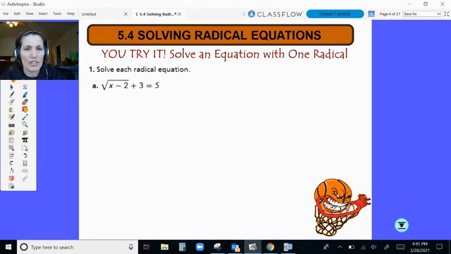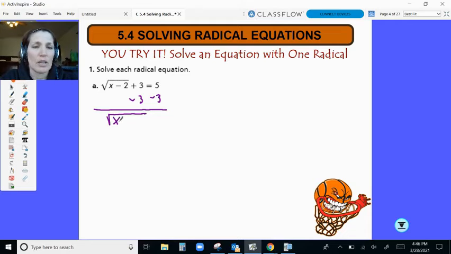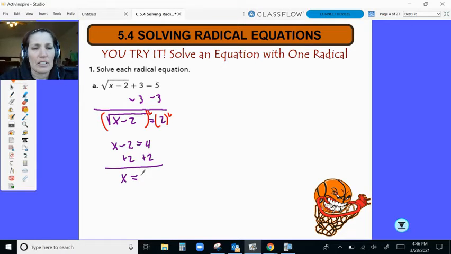Now let's solve each radical equation again. Go ahead and pause this if you'd like and try to do it on your own and see how you do. Once again, we're going to isolate this radical by itself on one side, equals 2. So we're going to square it on both sides. That will give me x minus 2 equals 4. Then we add 2 to both sides. So x equals 6. Notice I'm only getting one solution on all of these.